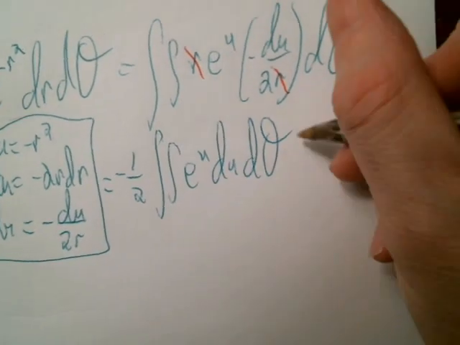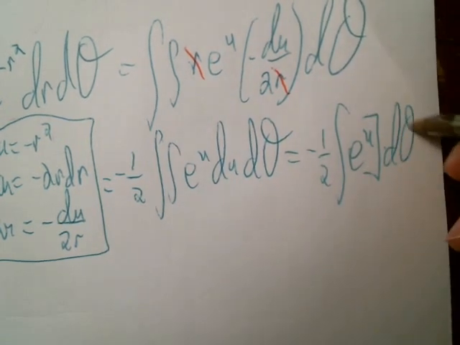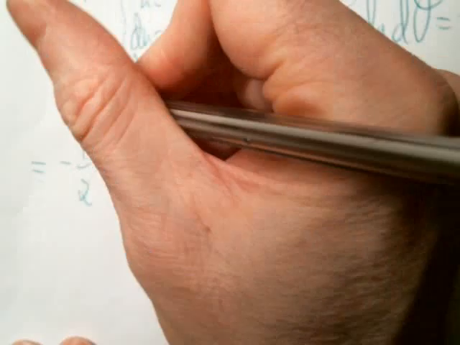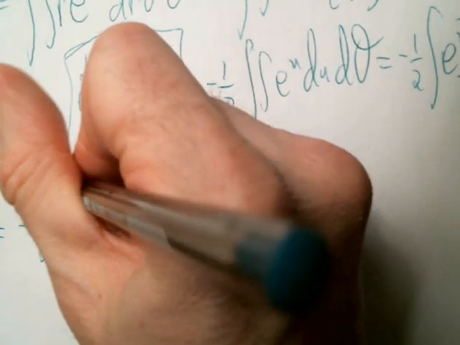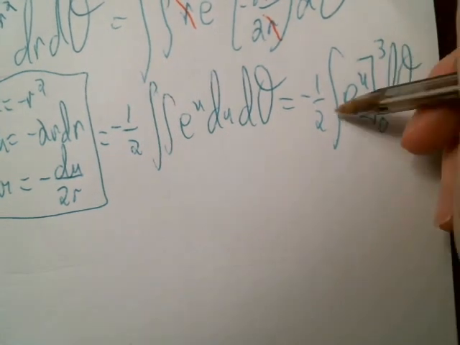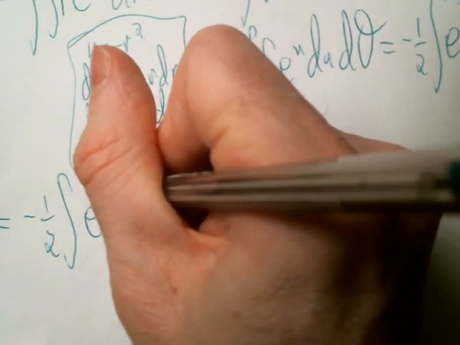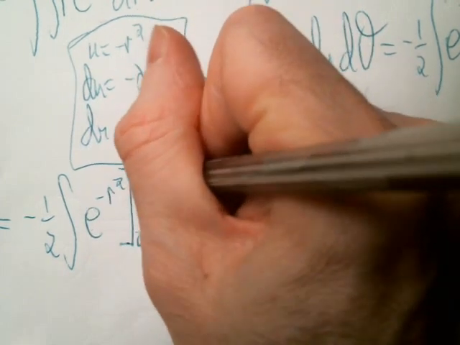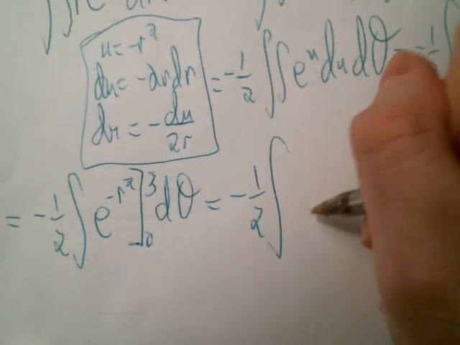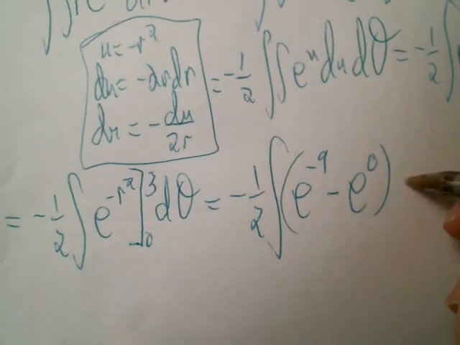And the integral of e to the u is just e to the u, so you've got negative 1/2 integral of e to the u evaluated, d theta. What are the bounds on that? 0 to 3. But I still need to back-substitute my u, so I can't literally write that just yet. So I have e to the negative r squared, evaluating from 0 to 3. So d theta. So this would be negative 1/2 integral e to the negative 9 minus e to the 0 d theta.